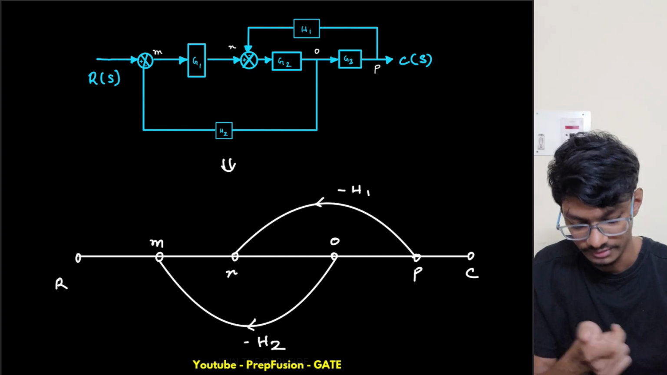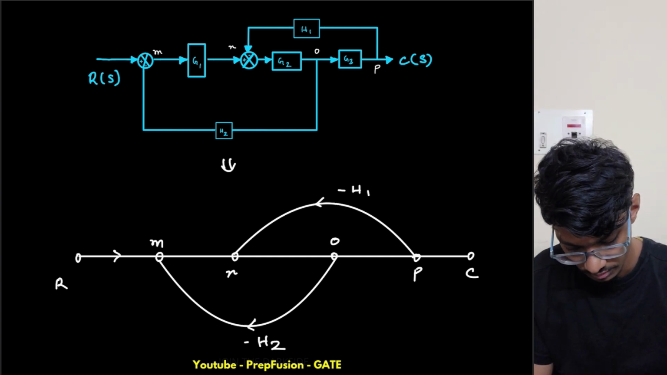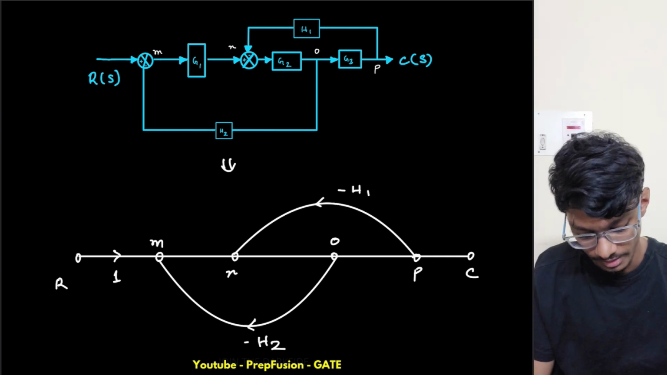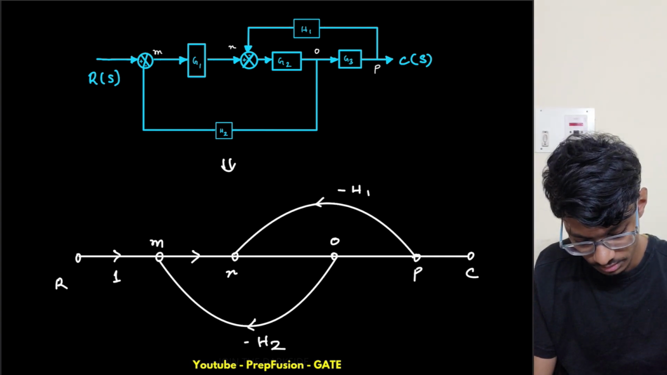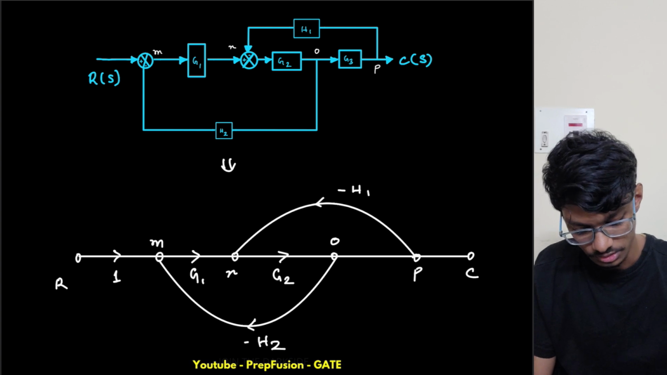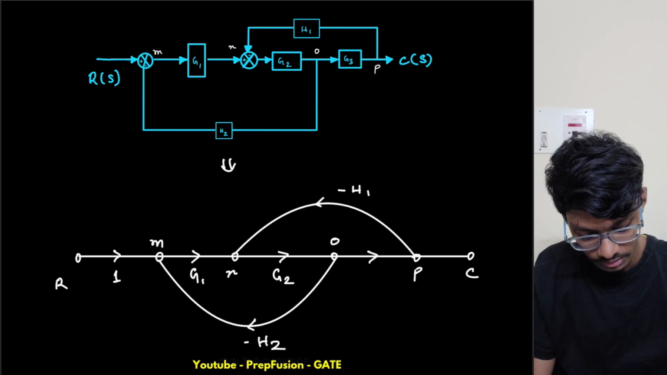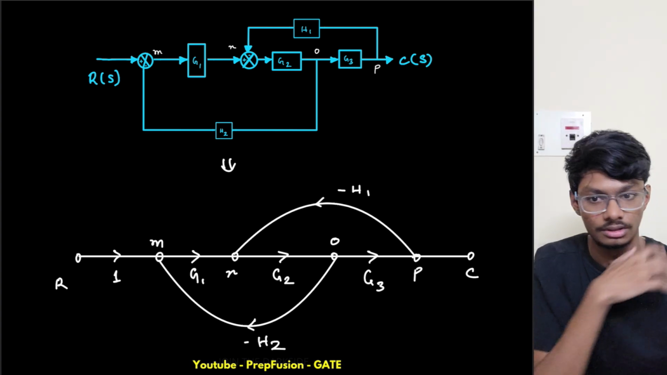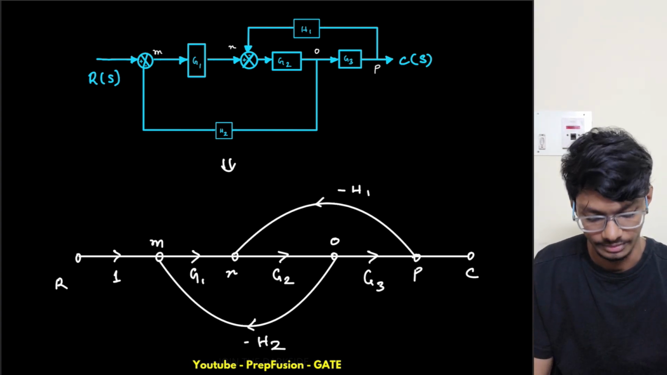Now let's write the flow equations. From R to M we don't have any gain, so this is one only. From M to N we have only G1. From N to O we have G2. From O to P we have G3. Now solving this will be a bit tedious, so let's do it step by step.